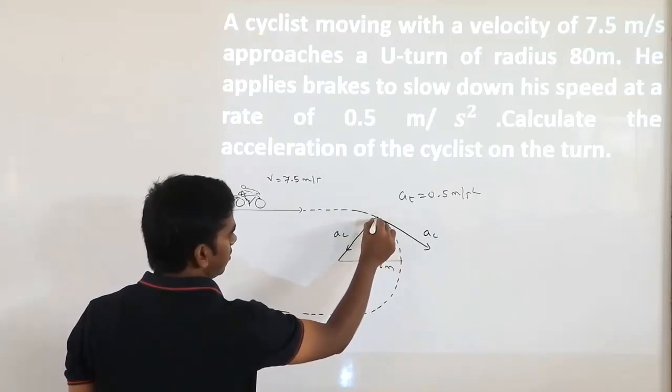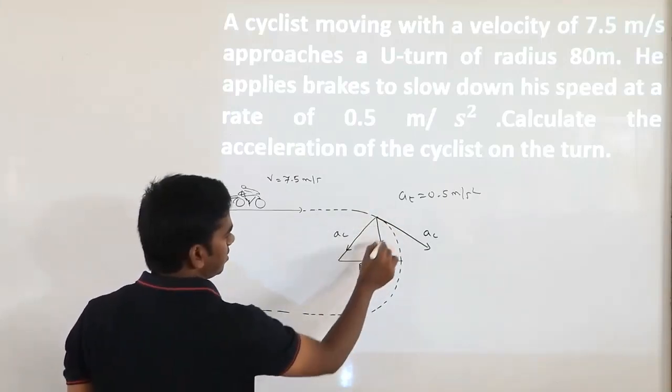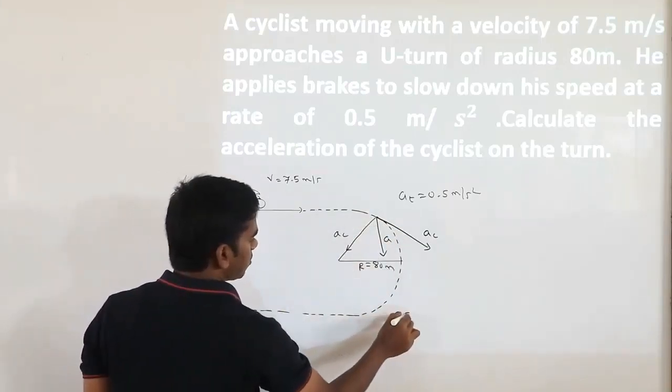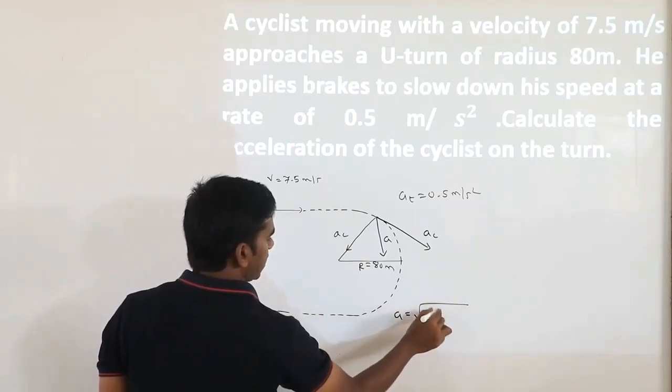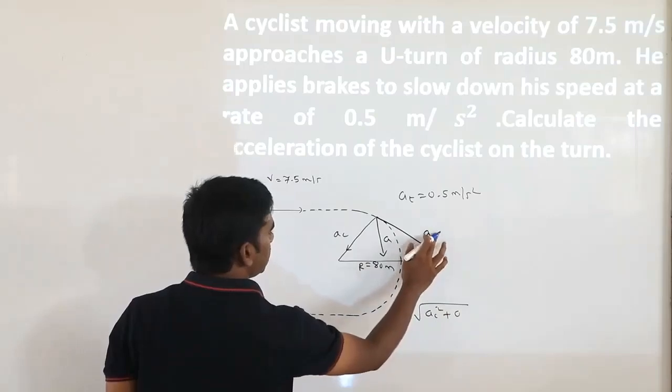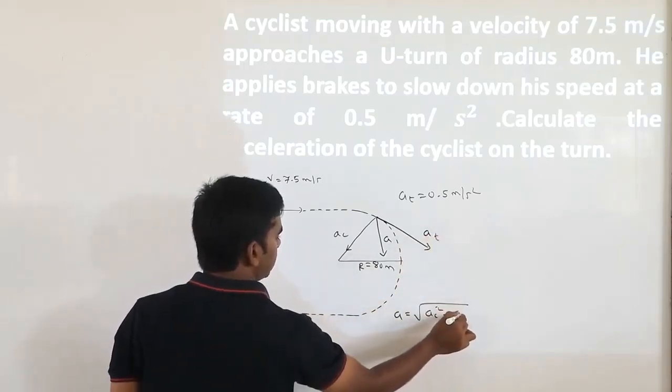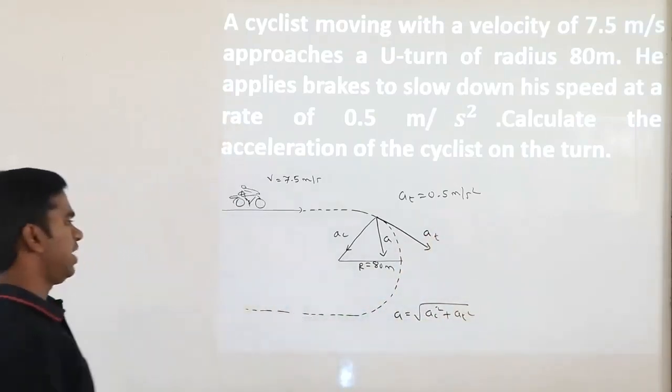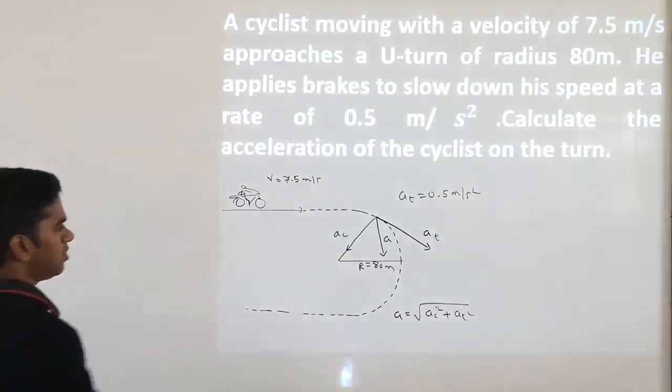So the resultant of these two will be the acceleration. A equals the square root of centripetal acceleration squared plus tangential acceleration squared. We have to calculate this A.